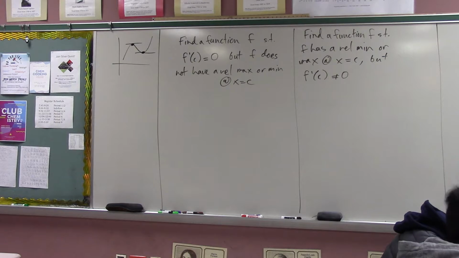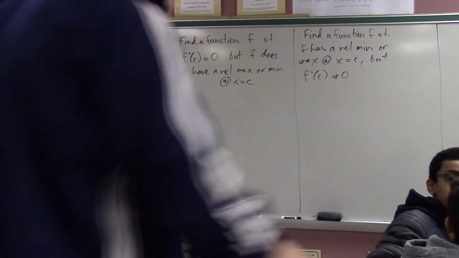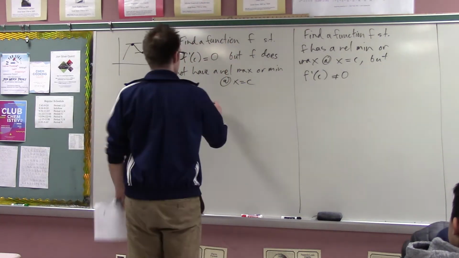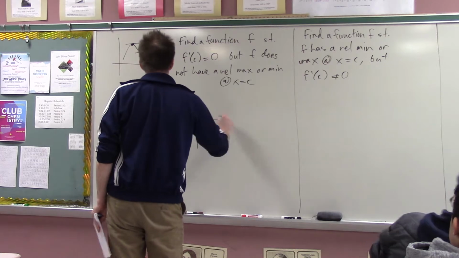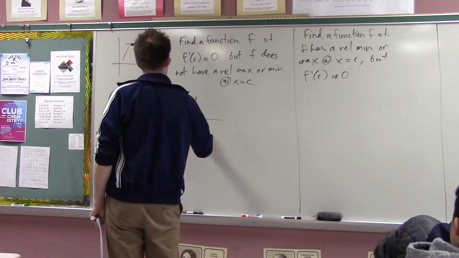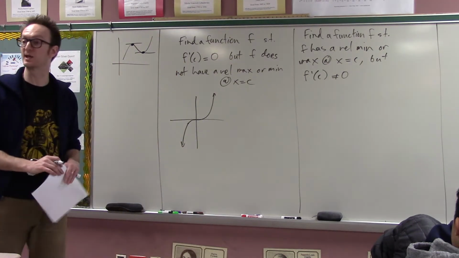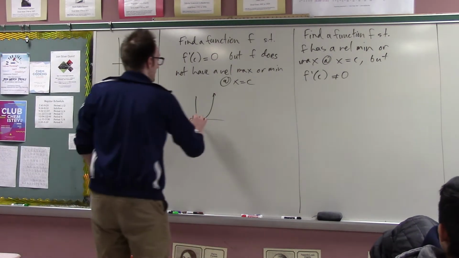All right, good. What do you got? Give me a function where the derivative is 0, but there's no relative min or max there. Everyone. Woo! That is the classic example. We kind of already talked about this a little bit when we talked about horizontal asymptotes. This came up, right? But yes, you are exactly correct.